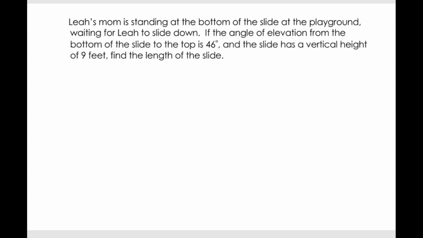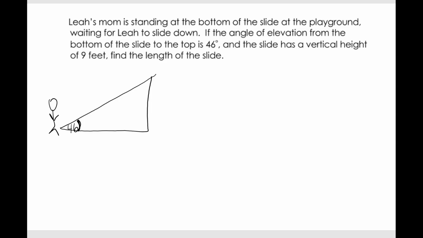Leah's mom is standing at the bottom of a slide at the playground. So if you think about it, a slide is going to go on a slant like this. Now Leah's mom is standing at the bottom of the slide, so she's standing right over here. If the angle of elevation from the bottom of the slide to the top is 46 degrees, so the angle of elevation in your right triangle is always this right here. And that is 46 degrees.